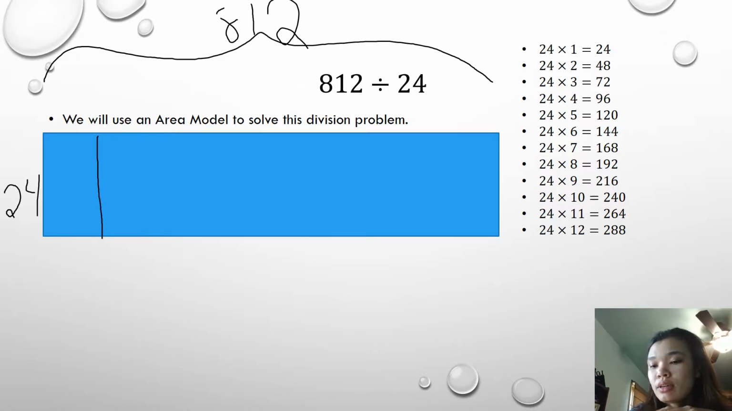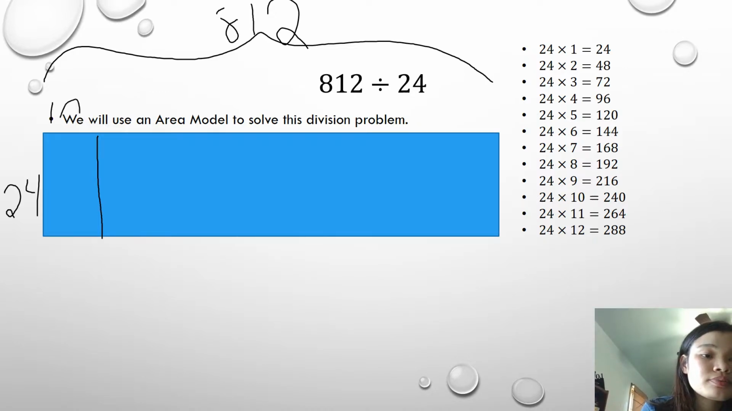So what do you think we should multiply 24 by to get us close to 812? Now you could go higher than 24 times 12, but I didn't want to just keep going, and it would get really high numbers. So we could do 24 times 12. So that top part we're going to label as 12. Okay, so 24 times 12 gives you 288, right?